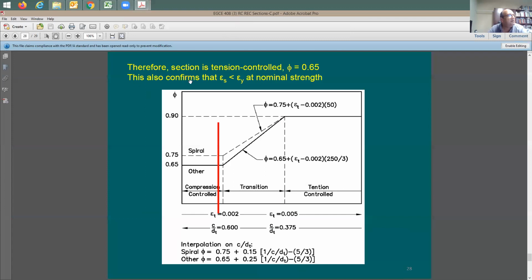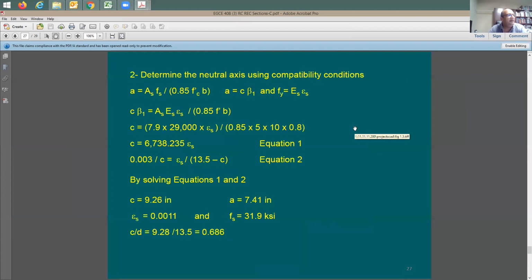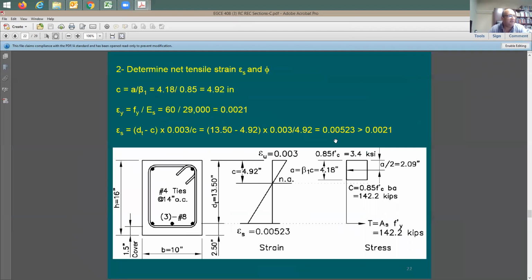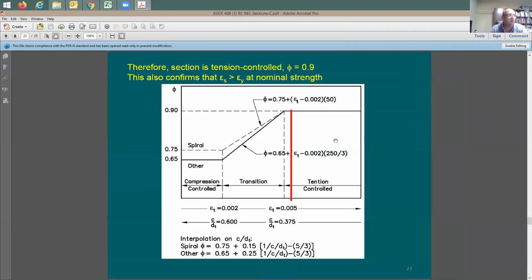Here it is. Just take a note, please, of this. It's going to be slide set number 3. It says RC section. And in here, what happened, we start with a given section. We say 3 number 8. And then I said, well, 3 number 8 is good enough, but let's say I need more capacity.